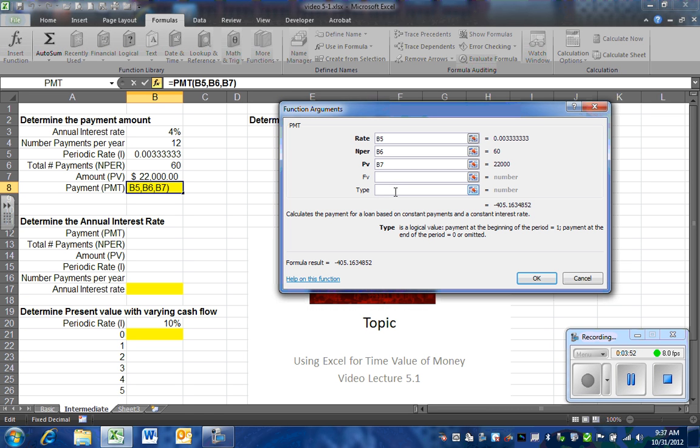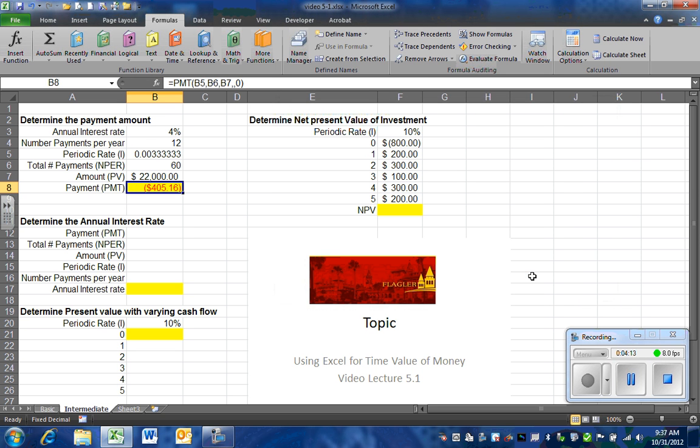That will make it an ordinary annuity, and we'll leave the type either as a blank, or we can enter a 0. If payment had been required on the first day, which is often the case with a lease, we would put that down as a type 1. So we click OK, and the payment comes back as a negative number. Don't worry about that. That signifies that this is a cash outflow. You'll have to make a payment, so the cash outflow will be $405.16.